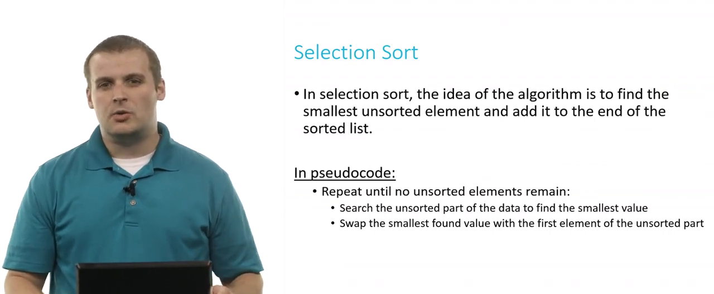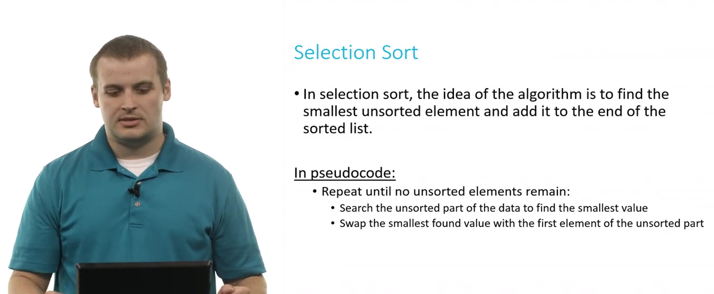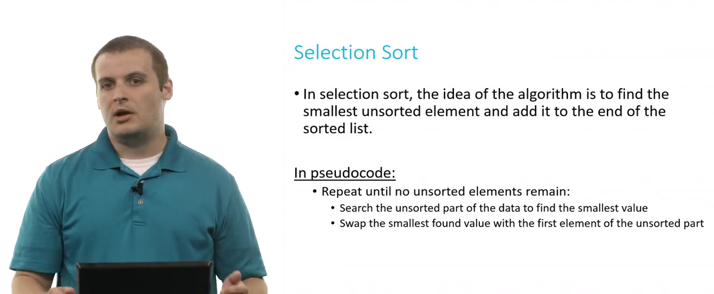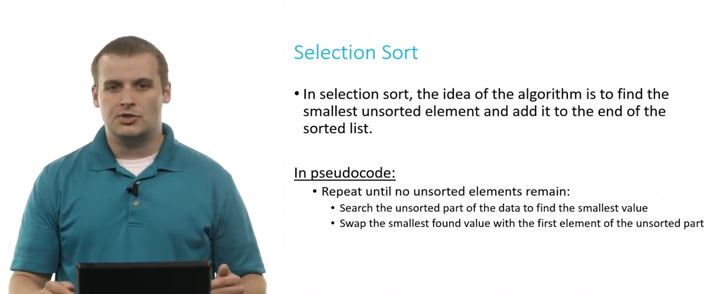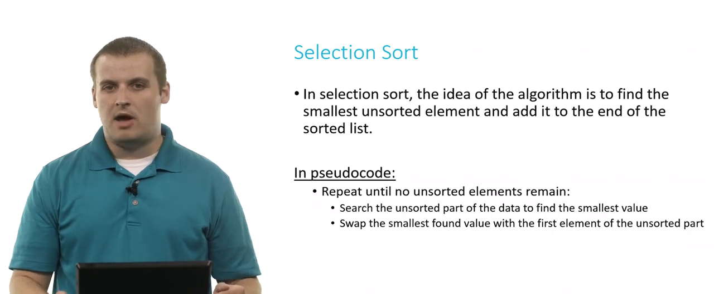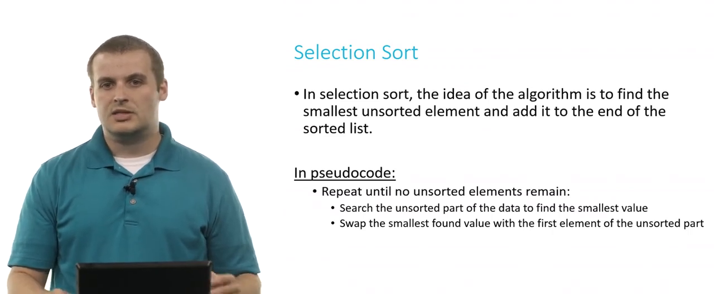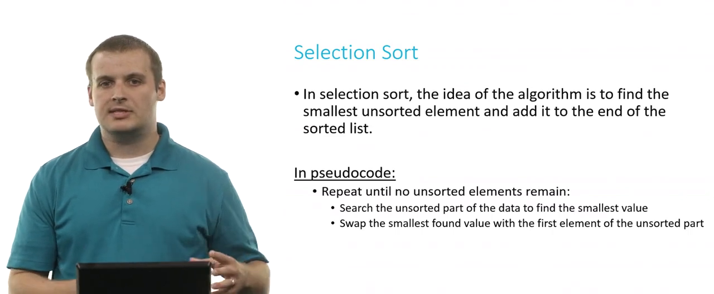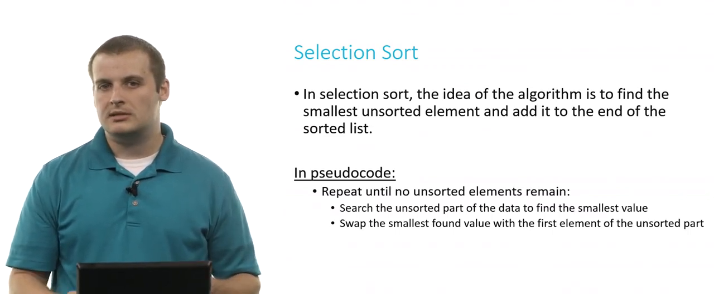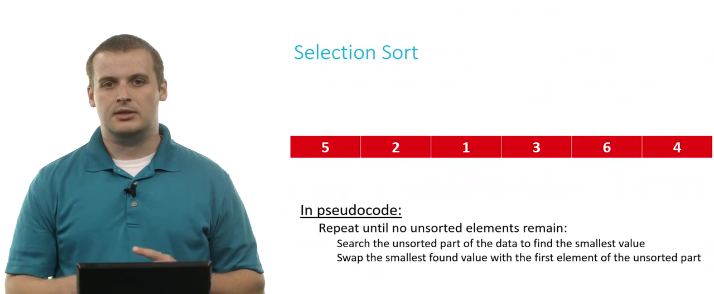Breaking it down into pseudocode, we could state this algorithm as follows. Repeat this until no unsorted elements remain. Search through the unsorted data to find the smallest value. Then swap the smallest value with the first element of the unsorted part. It may help to visualize this, so let's take a look.